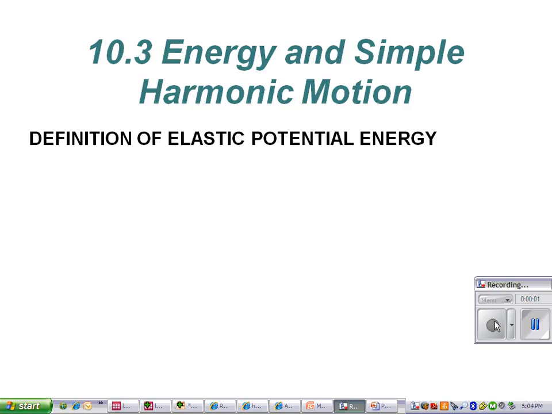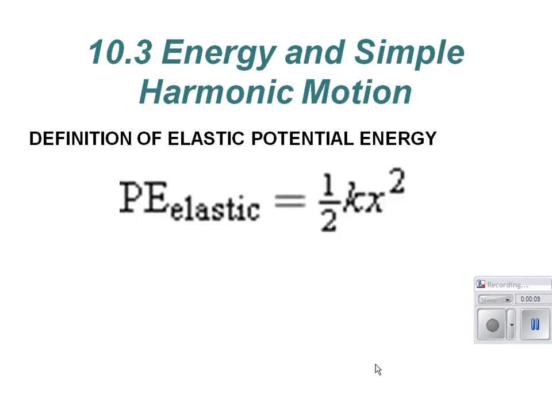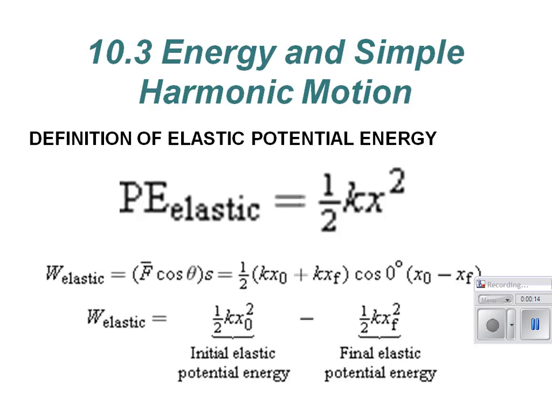In this video, we're going to look at energy and simple harmonic motion. And the definition of elastic potential energy is 1/2 kx squared. Now, in our class, we use a U instead of a PE. Our textbook uses a PE, but we use a capital U to show potential energy of a spring.